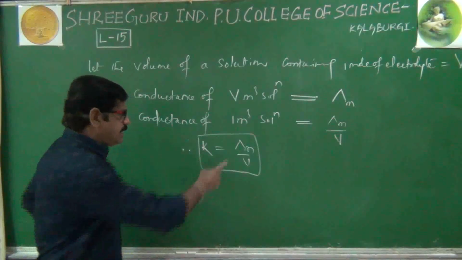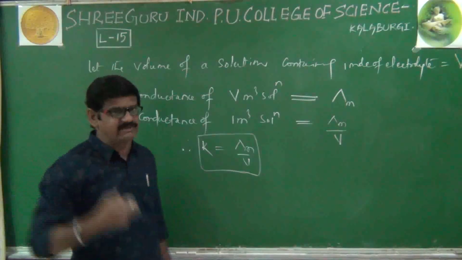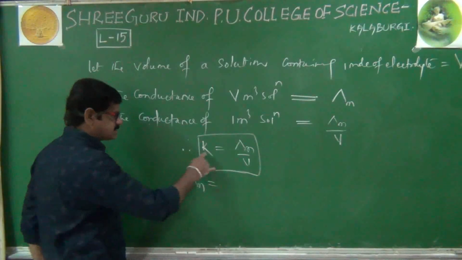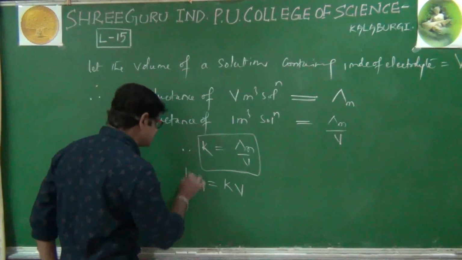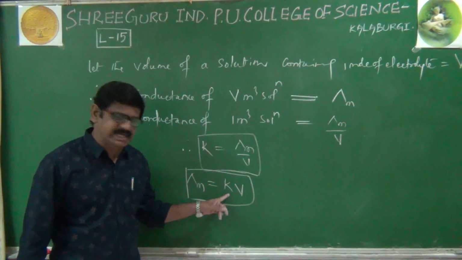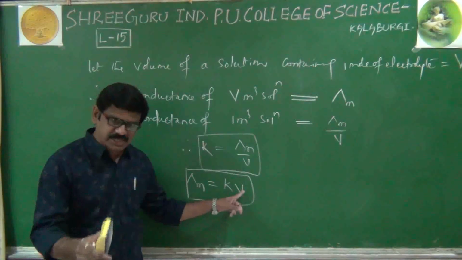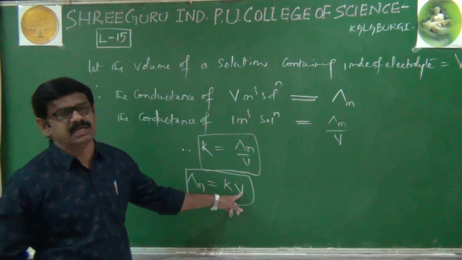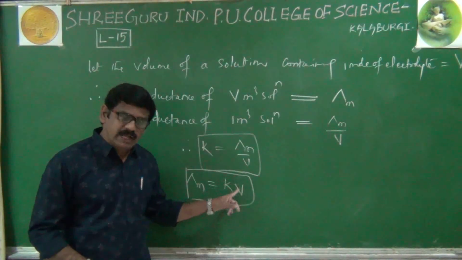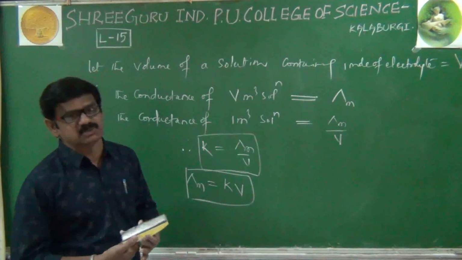But our target is lambda m, the molar conductivity formula we are deriving. Therefore molar conductivity lambda m equals K into V, bringing V to the left-hand side. This is absolutely one of the important formulas. K is nothing but conductivity, and V is nothing but the volume of solution which contains 1 mole electrolyte.